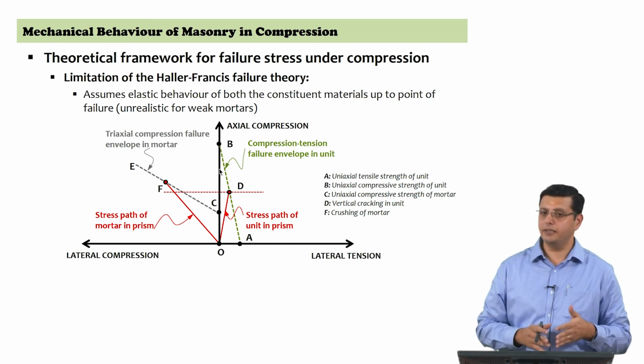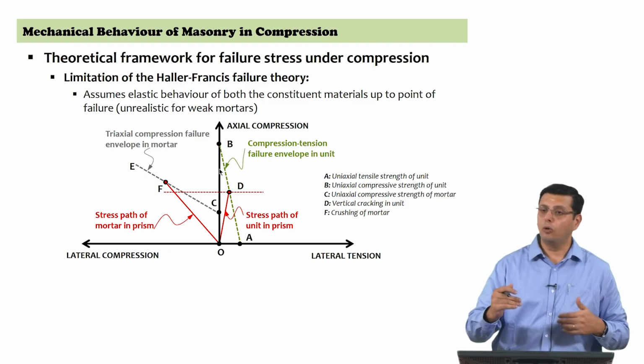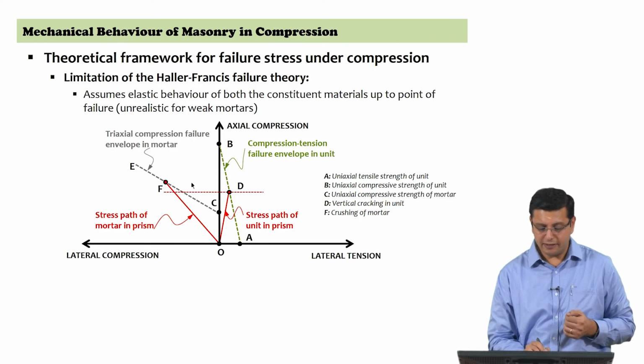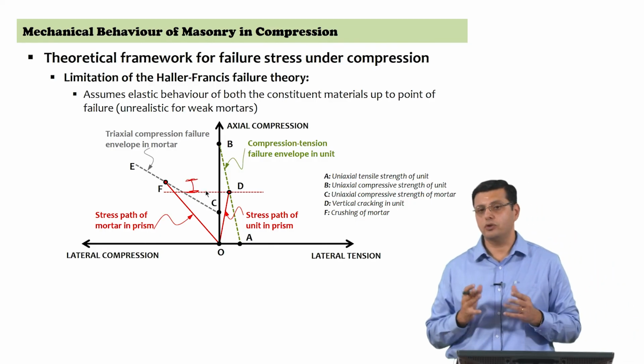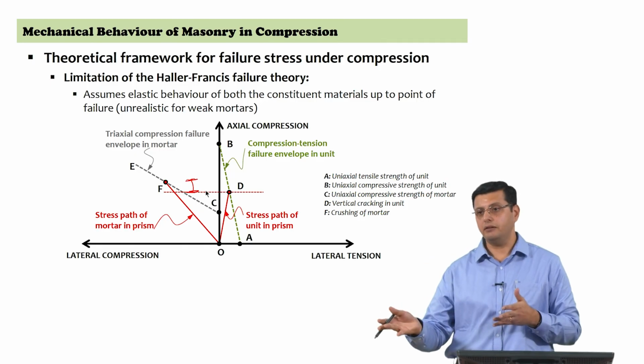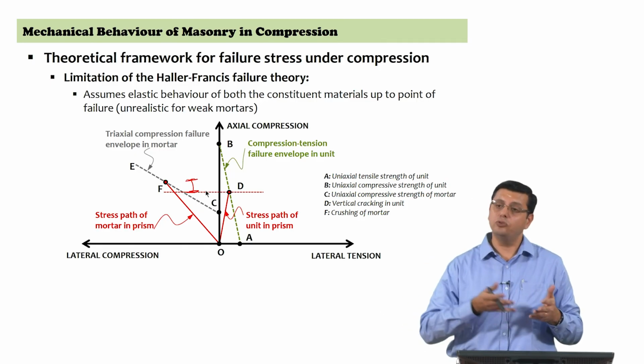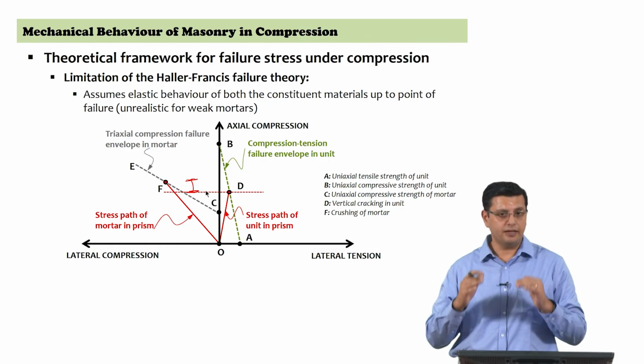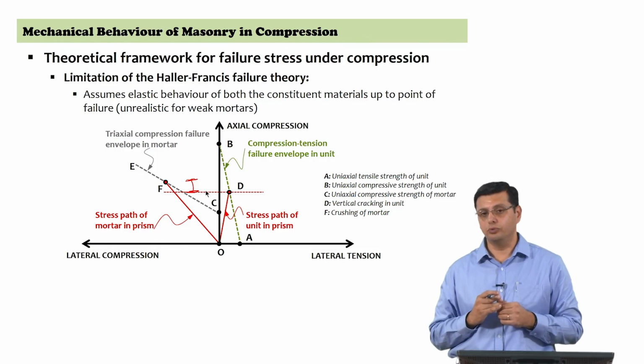If you go by this theory, depending on what the mortar strength and the unit strengths are, you will get a disparity between the points of failure. So, according to this theory, brick will fail, and then after some time you increase the load and then the mortar will fail, which does not happen. There is a simultaneous failure of the two.